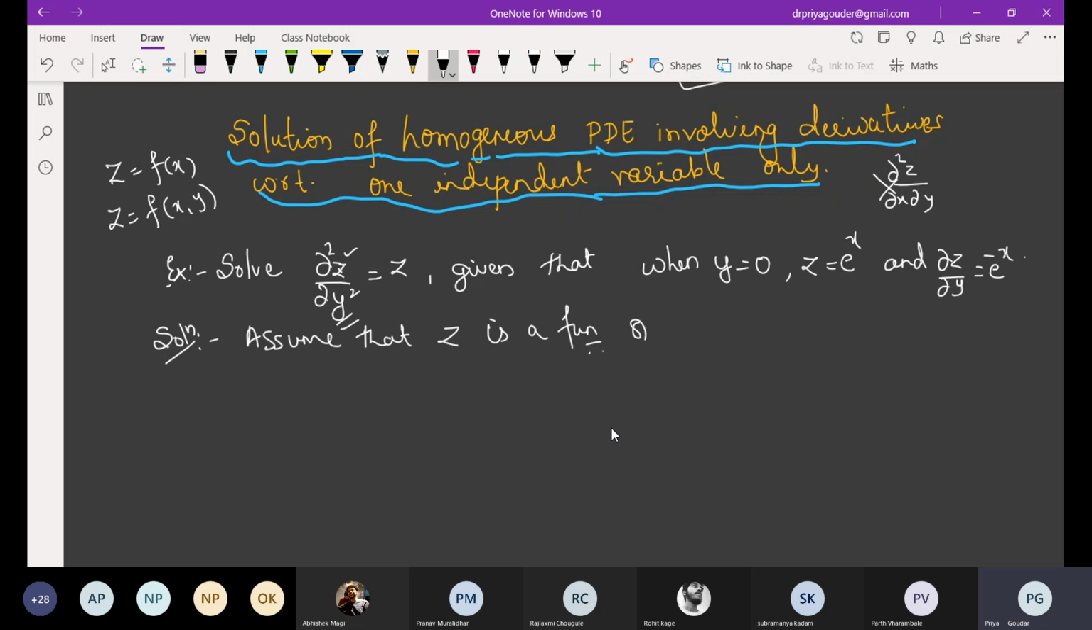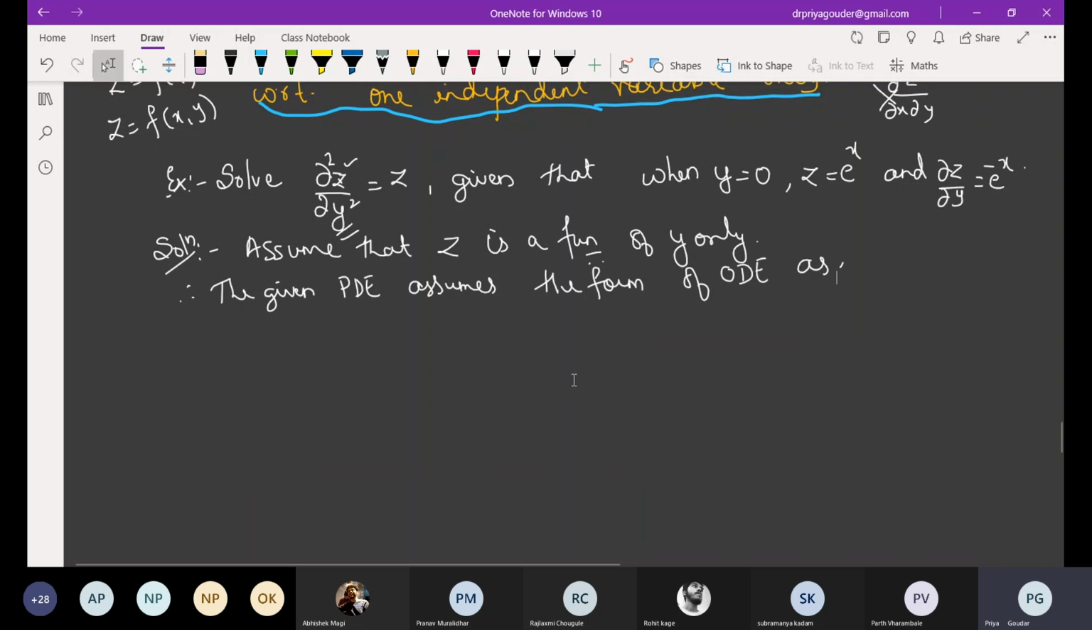Y only. Okay, write it as y only. Therefore, the given PDE, the partial differential equation, assumes the form of an ODE as follows. Write exactly the same equation, but instead of dou, you write it as D. Can anybody help me in telling this? If you replace dou by D, what will we get for the equation?